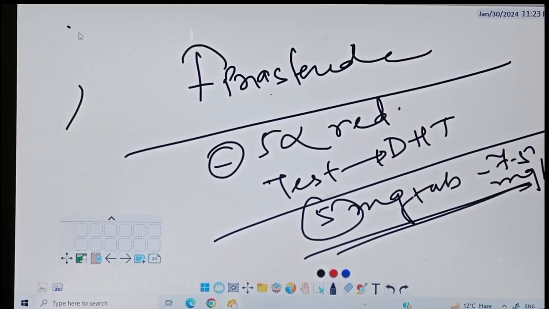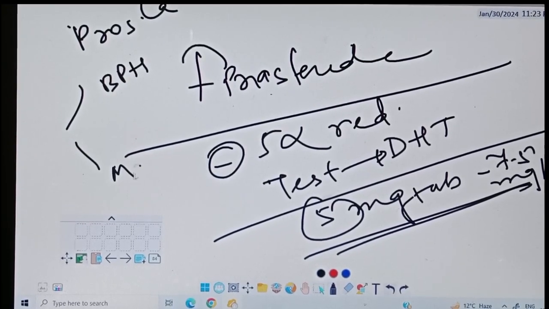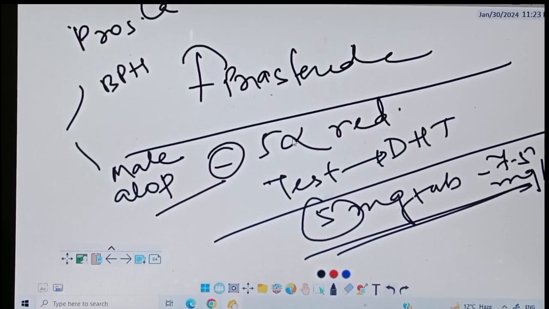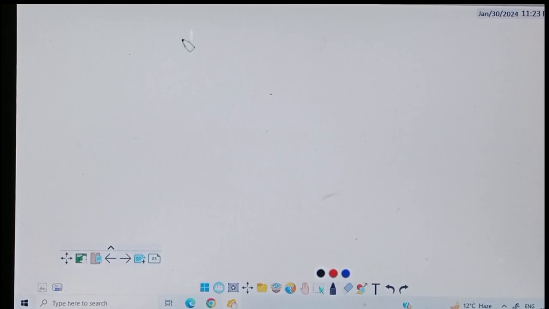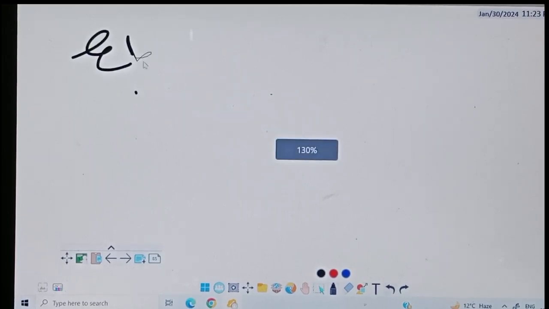What are the other uses? It can be used for prostatic cancer. We can use it for BPH. Also, we use it for male pattern alopecia. So this is all about the medical management of hirsutism.